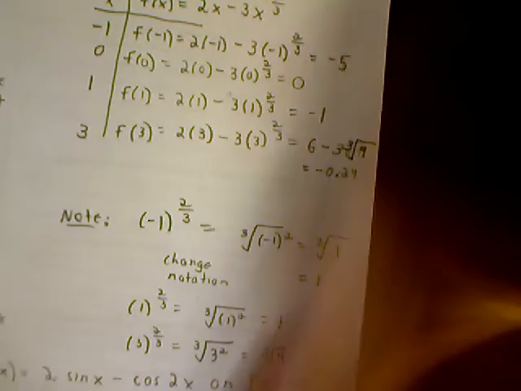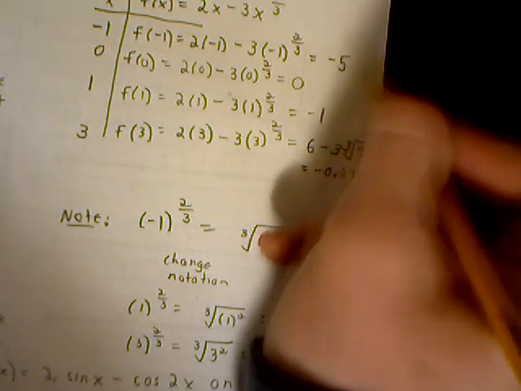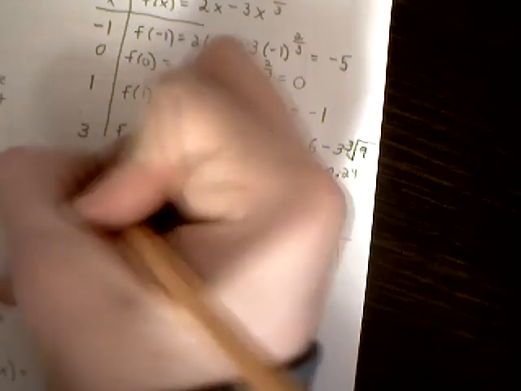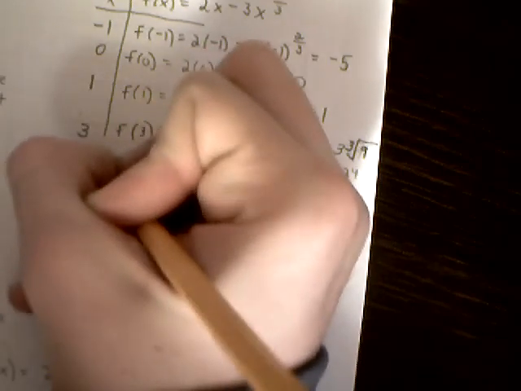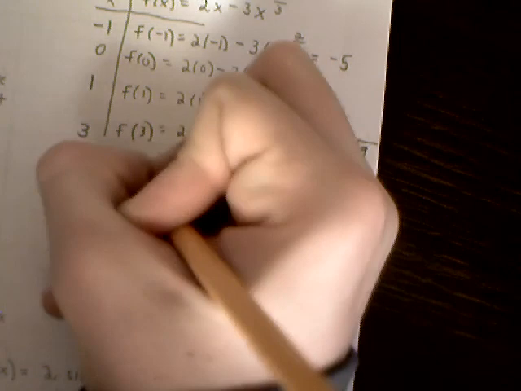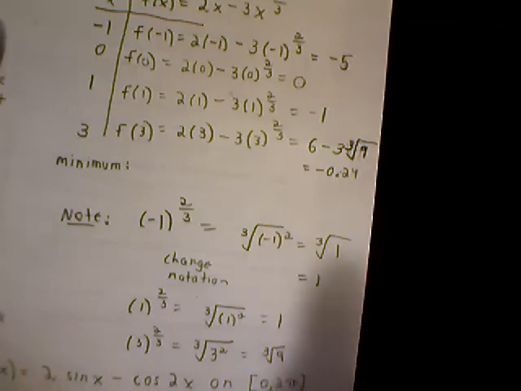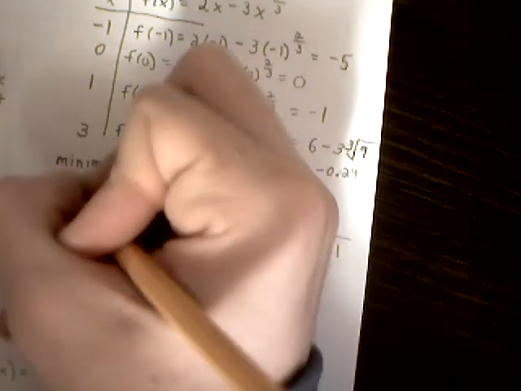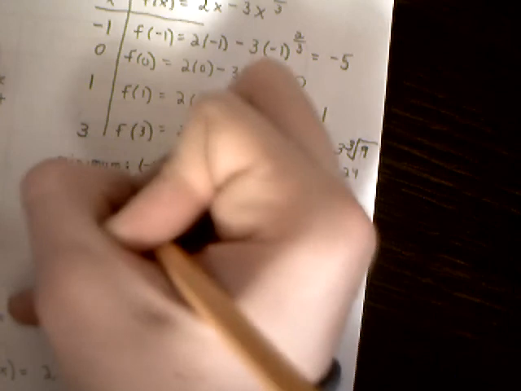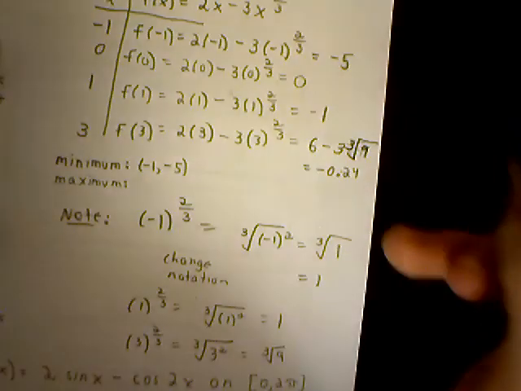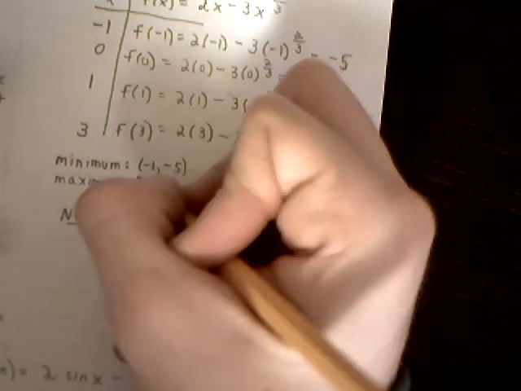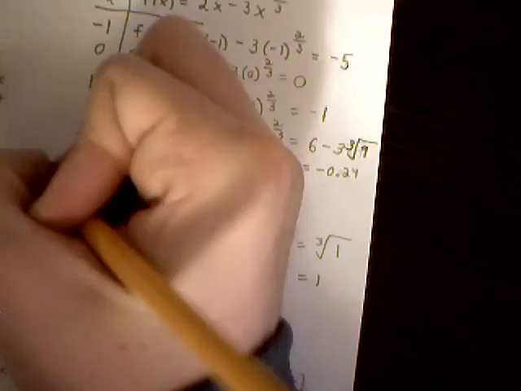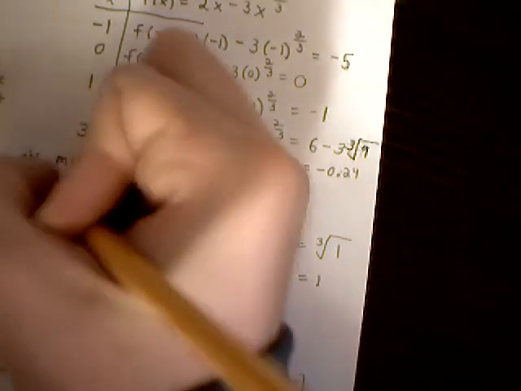So I see now that the minimum value has to occur right here because that's the smallest number. So the minimum occurs at -1, -5, and the max occurs at, I said to look for the biggest value, 0, 0. Let's add an absolute in front of it. Go ahead and circle it because this is the answer to our question.